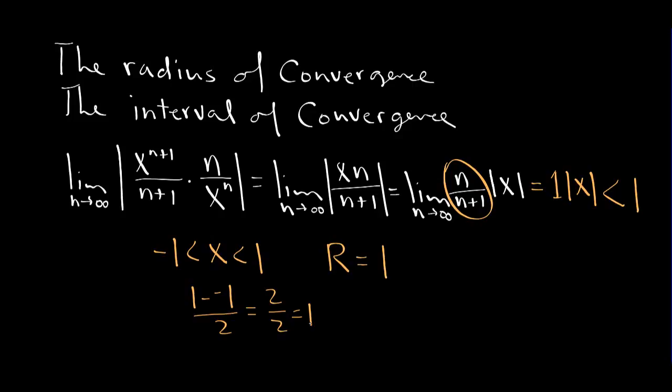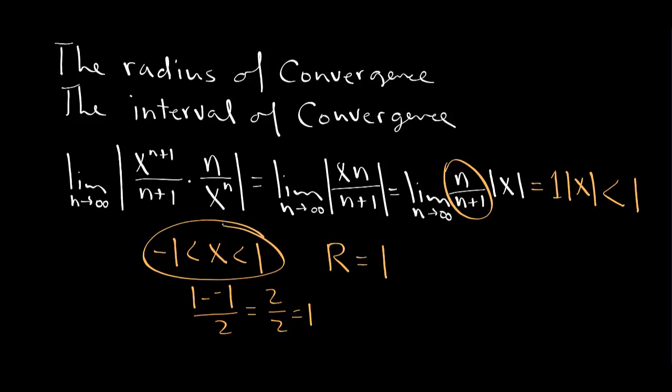Now, we don't really know the interval of convergence yet. We've got this. So you could say, well, the interval of convergence is between -1 and 1. If x is in there, it converges. But we want to go a step further and say, well, what happens when x is equal to -1? Or what happens when x is equal to 1? So we want to test those two ends.